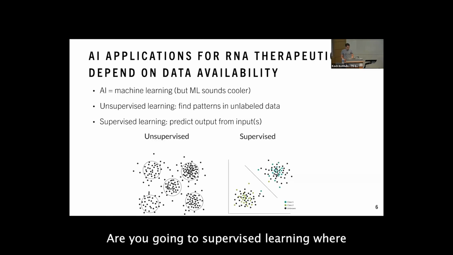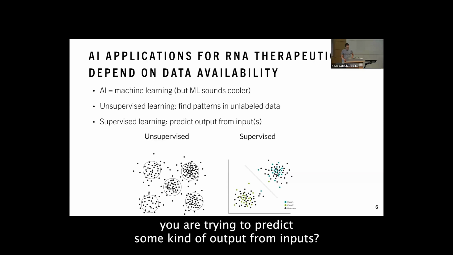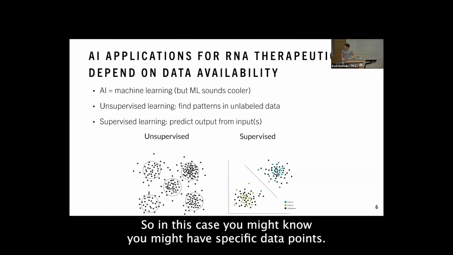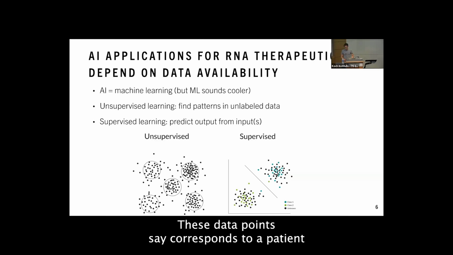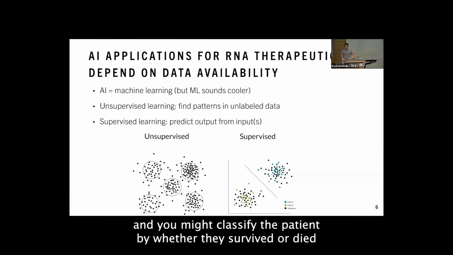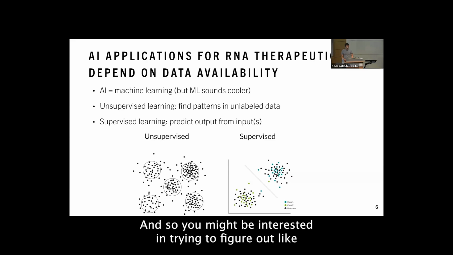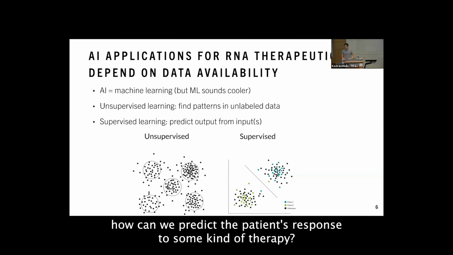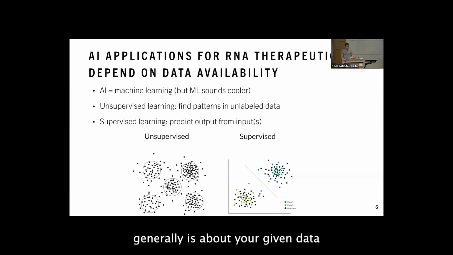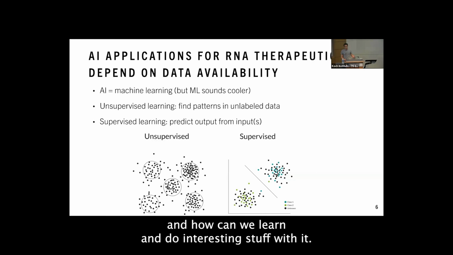You can do supervised learning, where you are trying to predict some kind of output from input. So in this case, you might have specific data points. Each data point, say, corresponds to a patient, and you might classify the patient by whether they survived or died on some treatment or whatever. And so you might be interested in trying to figure out how we can predict the patient's response to some kind of therapy. Yeah, so AI generally is about, given data, how can we learn and do interesting stuff with it.